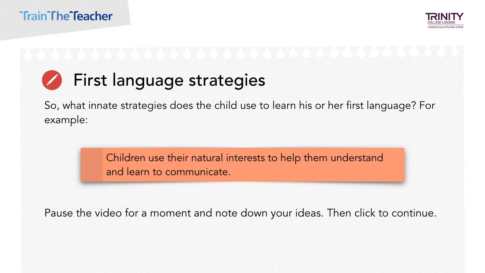First language strategies. So, what innate strategies does the child use to learn his or her first language? For example, children use their natural interests to help them understand and learn to communicate. Think about this, and pause the video for a moment to make a note of your ideas. Then click to continue.